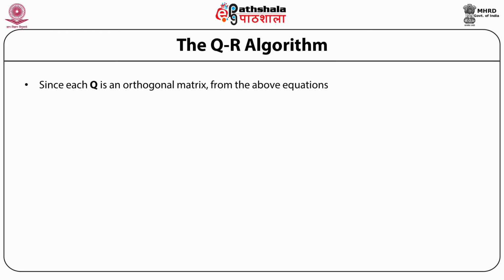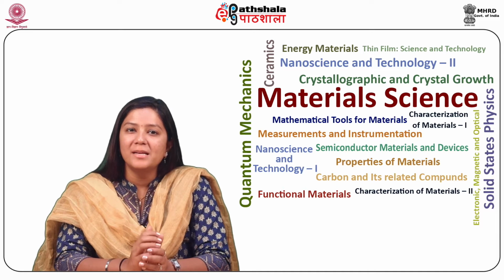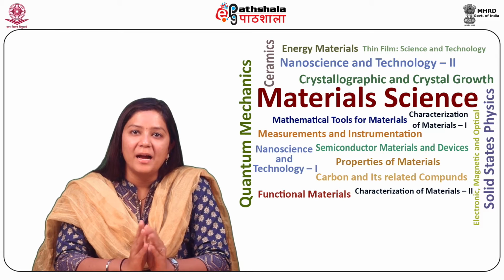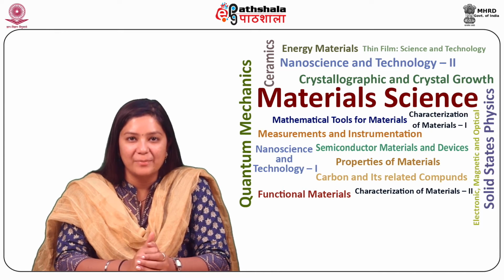Since each Q is an orthogonal matrix, from the above equation we can write R^i equals Q^i transpose into Q^i into R^i equals Q^i transpose into A^i, where A^(i+1) equals Q^i transpose into A^i into Q^i. Hence, the transformation from A^i to A^(i+1) is a similarity transformation.